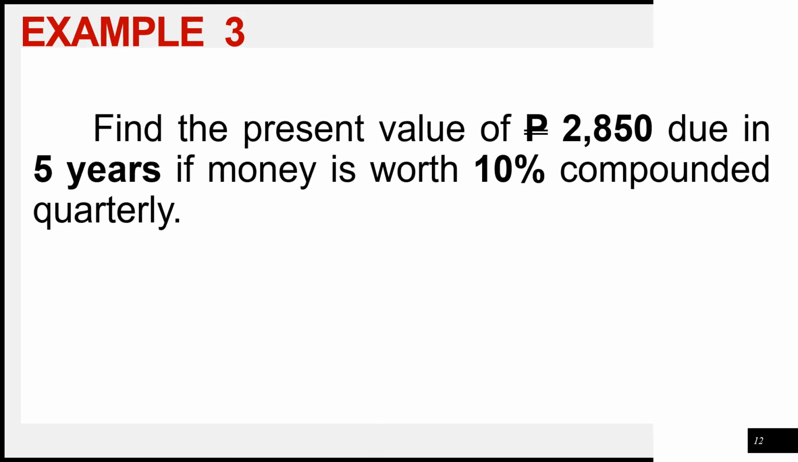Then, let's have example number 3. Find the present value of 2,850 pesos due in 5 years if the money is worth 10% compounded quarterly. So for this problem, we have the principal amount, the term, and the nominal rate, which will be computed with the conversion of 4 because it is quarterly. Now, we are going to look for the value of the present value.